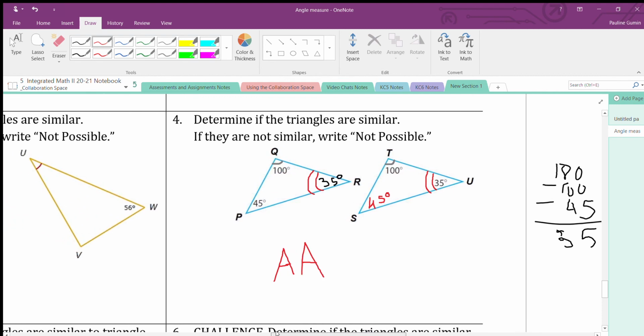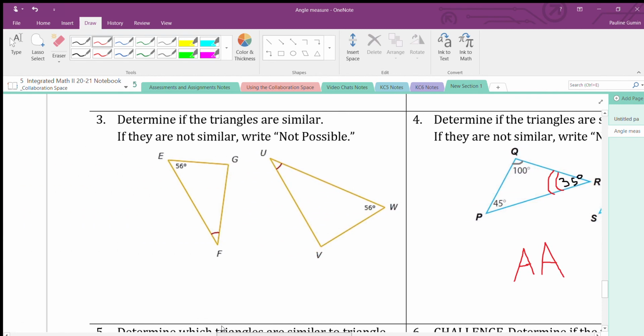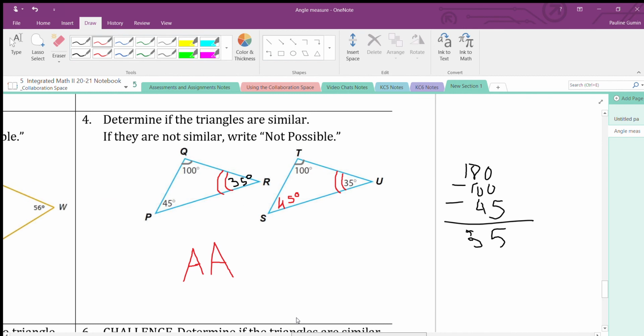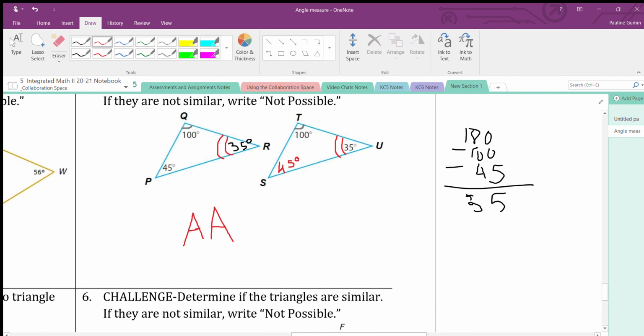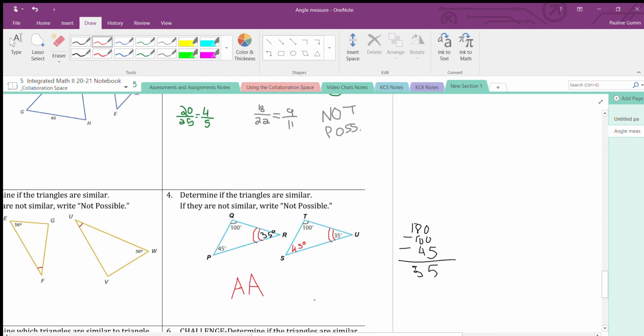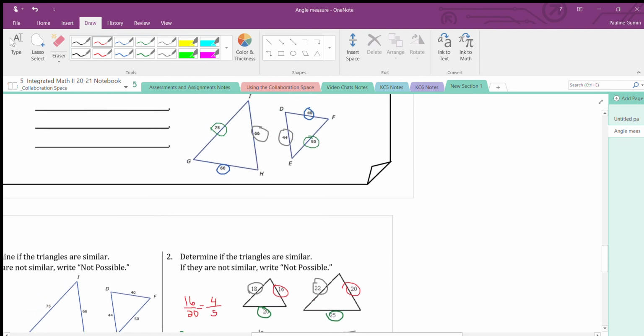Number 5 is a good one to look at, and so is number 3, but they're very much the same as 4. Number 6 is a challenge. I liked it. We did it in class together for probably just my fun, but I hope this was helpful for you.